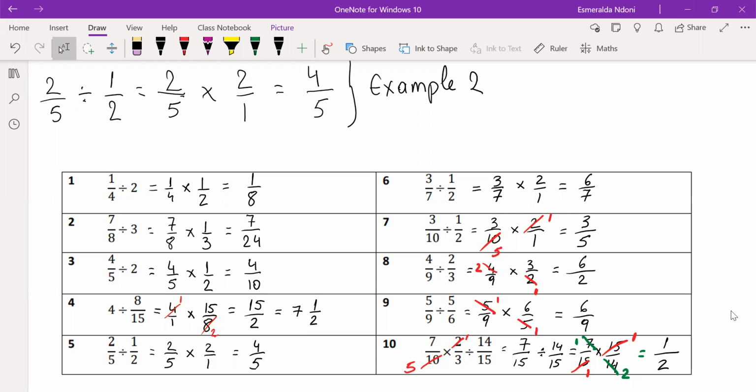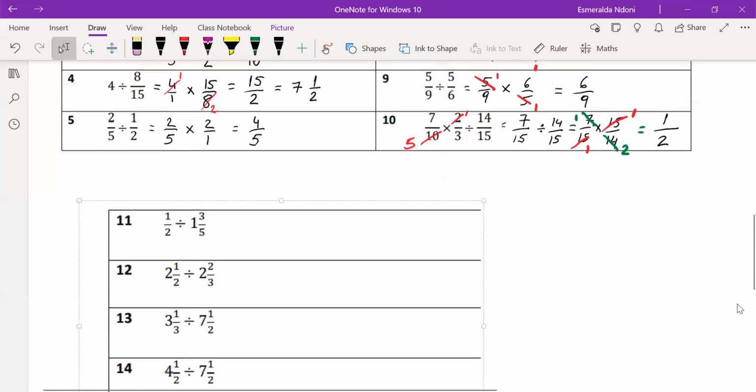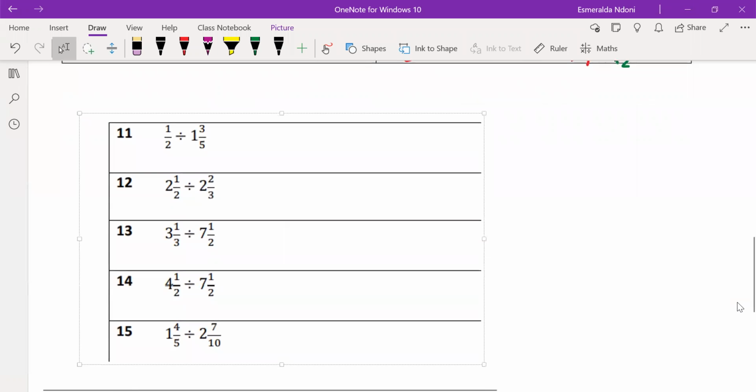Hopefully you were correct with these questions. However, I would like you to try questions that look slightly different. With these questions, it's only 5 of them here. We are dividing mixed fractions. To do so, we need to turn them into improper fractions first. I'm going to do the first one with you, and then you are going to do the rest.